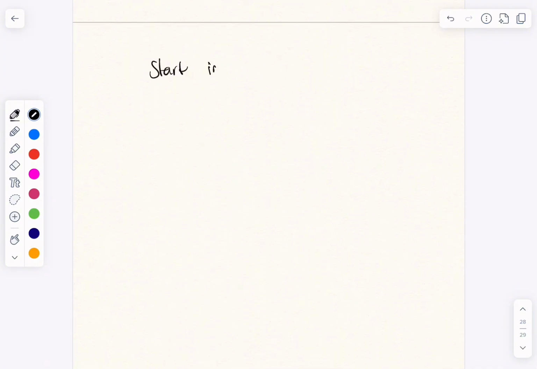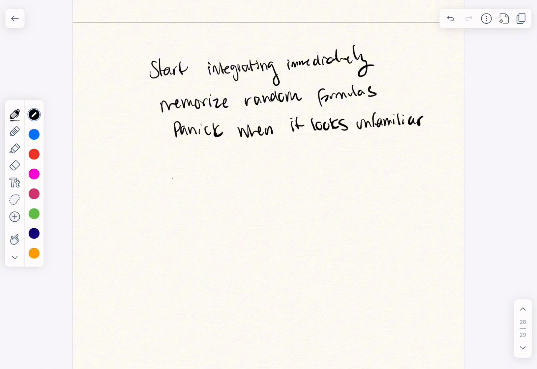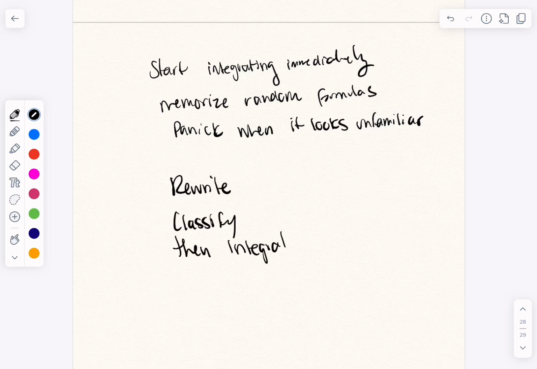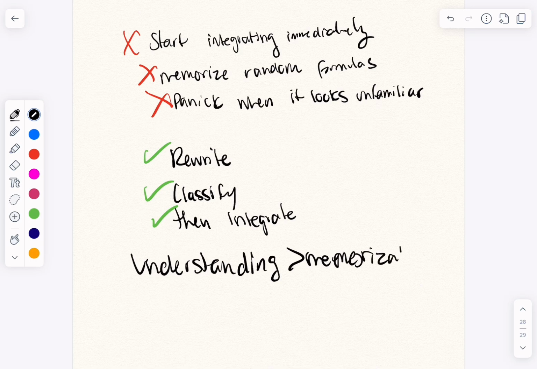Alright, so you don't want to start integrating immediately. You don't want to memorize random formulas. And you don't want to panic when it looks unfamiliar. What you do want to do is rewrite, classify, then integrate. Calc 2 feels hard because it's the first time math stops being procedural. It's not about speed, it's about seeing. Once you train your eyes, you'll be able to see what you need to do. So you must understand, not memorize.